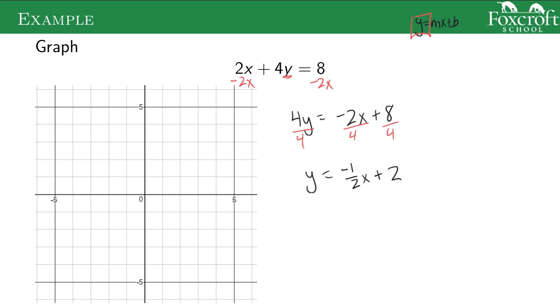All right, so just working on simplifying. If you're comfortable with solving equations and dividing, then you can do this step. And now I know my y-intercept is 2. My slope is negative 1/2, so I'm going to rise negative 1, run 2 to get my other point. And then I connect them.